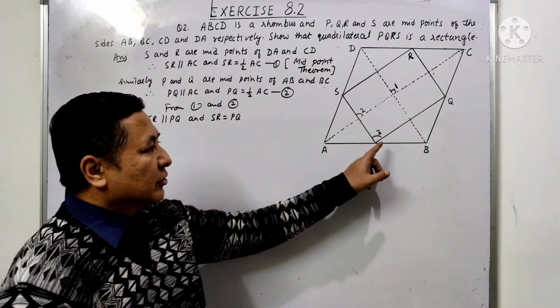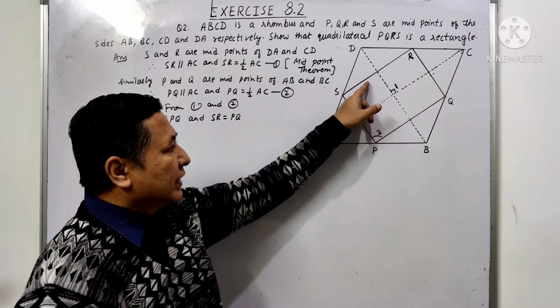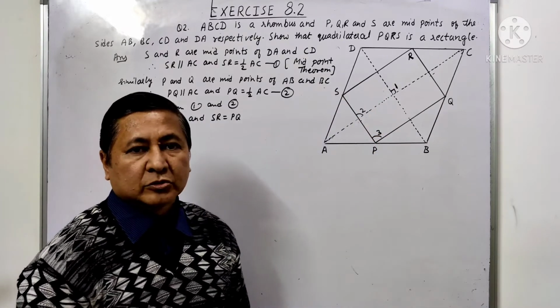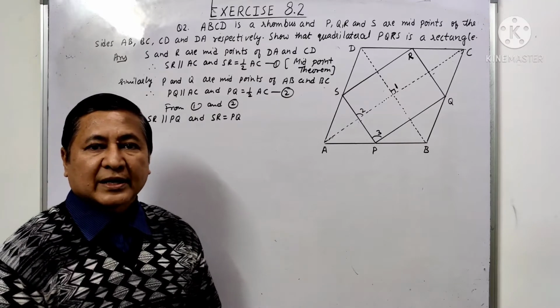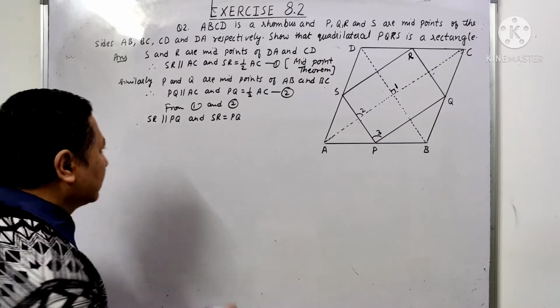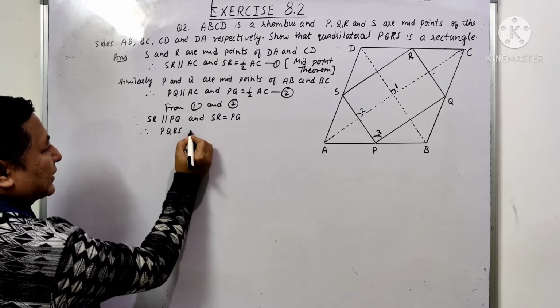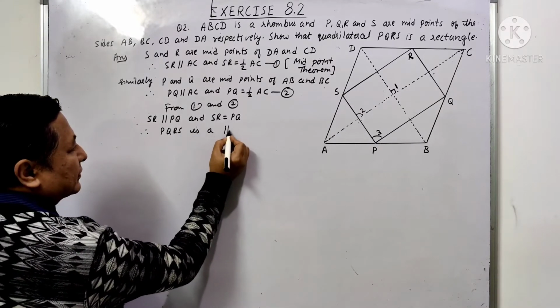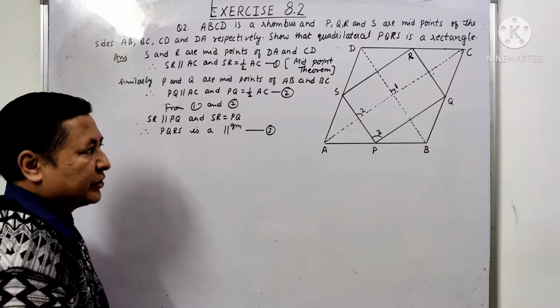Now, in this quadrilateral PQRS, SR is parallel to PQ and SR is also equal to PQ. So, if a pair of opposite sides in a quadrilateral is equal as well as parallel, then it is a parallelogram. Therefore, we can say that PQRS is a parallelogram. This is marked as equation number 3.